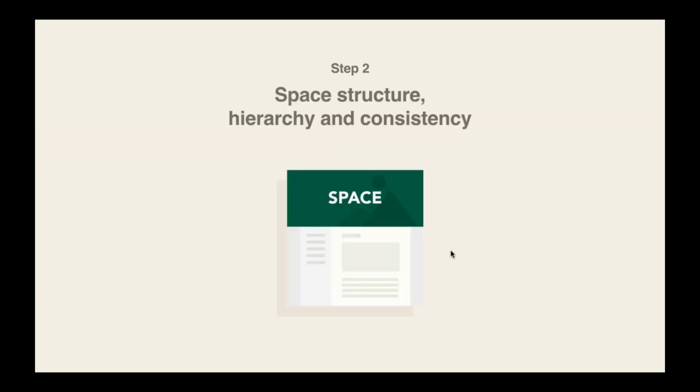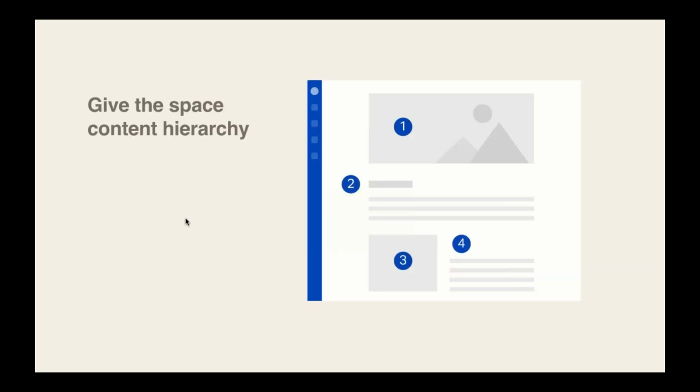Okay, so let's move on to step number 2. Step number 2 is all about structure, how you structure your space, and the kind of hierarchy you would have with your content, which then helps you create consistent spaces across your Confluence.